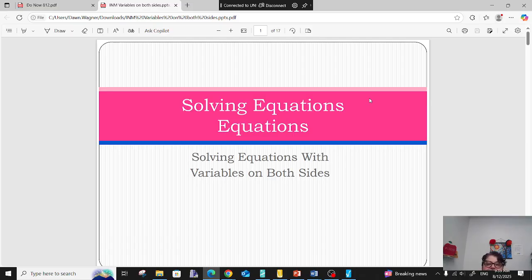Okay, solving equations with variables on both sides. And of course, math just gets a little bit more complicated each time, but it's based upon what you already learned. And that's the hard part about math: if you didn't learn the stuff from the previous days and then you're adding more onto it, it just keeps getting more and more difficult.